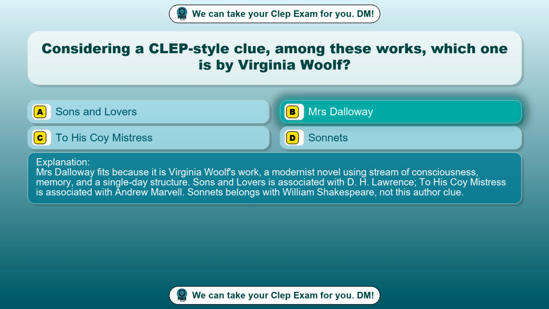Dalloway fits because it is Virginia Woolf's work, a modernist novel using stream of consciousness, memory, and a single-day structure. Sons and Lovers is associated with D. H. Lawrence, To His Coy Mistress is associated with Andrew Marvell. Sonnets belongs with William Shakespeare, not this author clue.